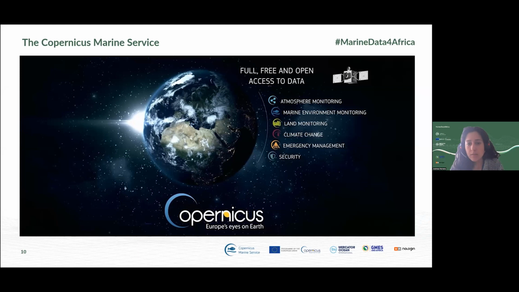And so there are 6 services in the Copernicus program. Each of them is dedicated to a different axis. We have the atmosphere service, the marine service, the land service, climate, emergency management, and security. As I said, each of them dedicates itself to a different axis. The Copernicus Marine Service focuses on the marine environment. All these services provide free and open access data. And as I said, the goal is to monitor ecosystems and improve quality of life.